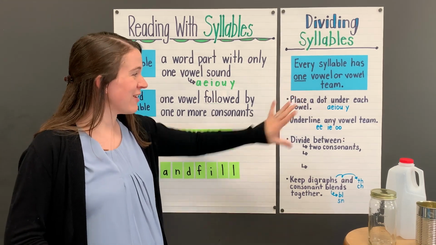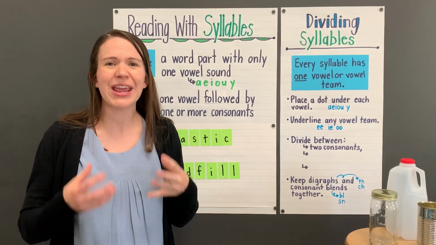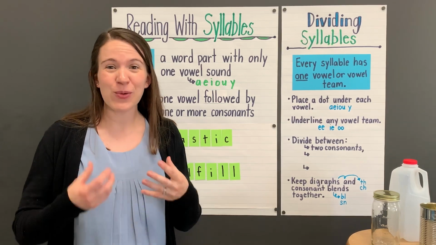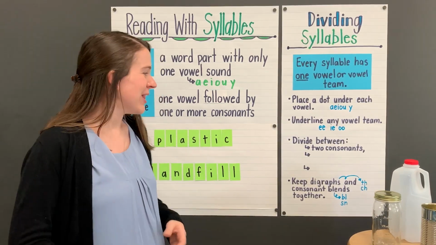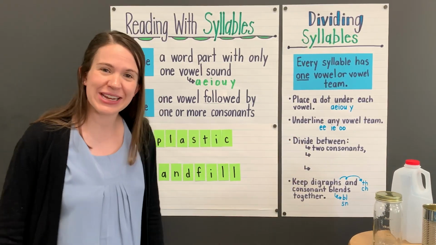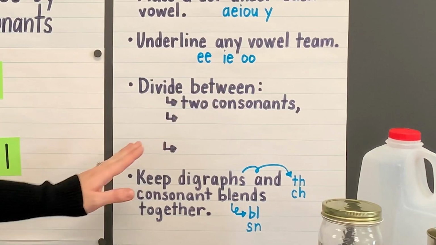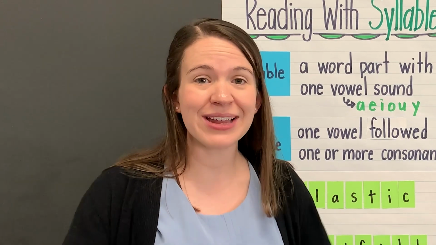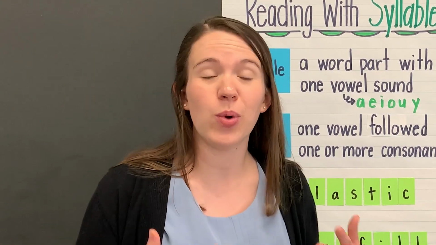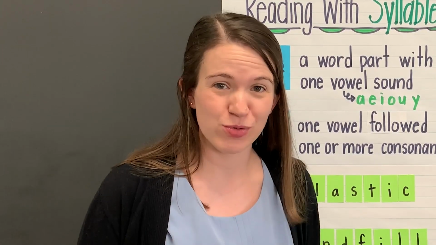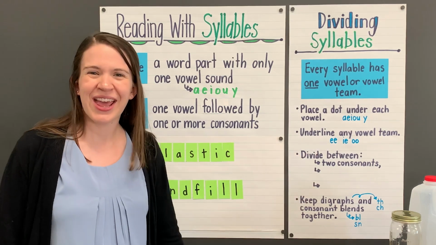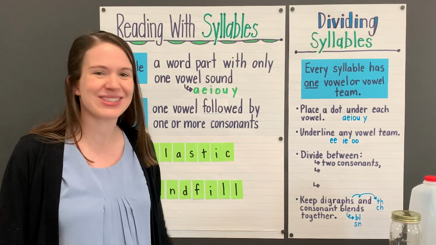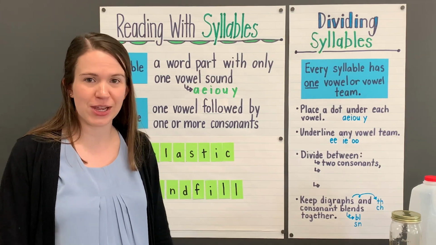By finding vowels and vowel teams, we make sure that the syllables we see in a word only have one vowel sound. Then, the trick we're using today is to divide between two consonants. Remember, consonants are the letters that don't make a vowel sound. There are other tricks that tell us where we can split words into syllables, but today this is the first trick that we'll be using.